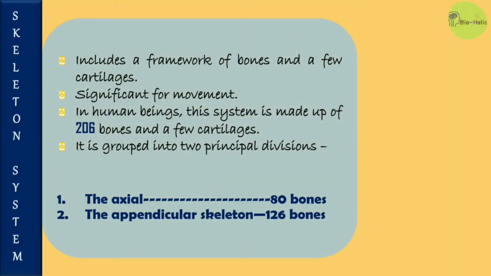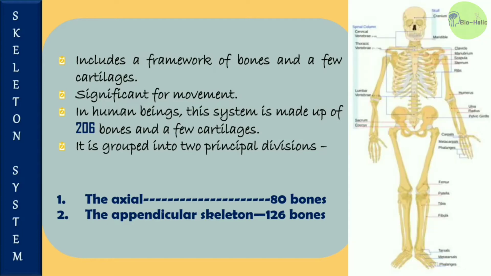The skeletal system includes a framework of bones and a few cartilages, and it is important for movement. In human beings, this system is made up of 206 bones and a few cartilages. It is grouped into two principal divisions, the axial skeleton and the appendicular skeleton. This is the overall structure of our skeletal system, out of which 80 bones are involved in the axial skeleton and 126 bones are of the appendicular skeleton. Okay, so let's learn about all of them.